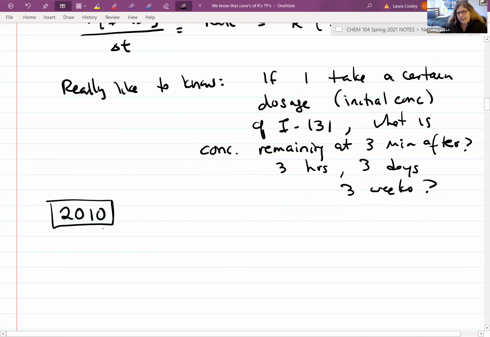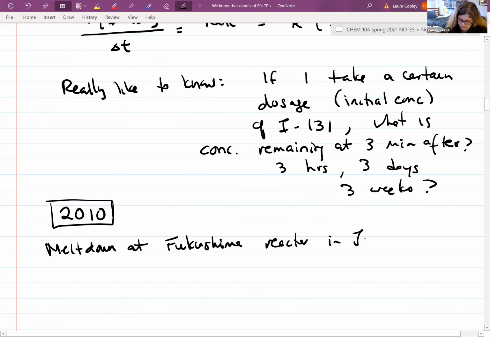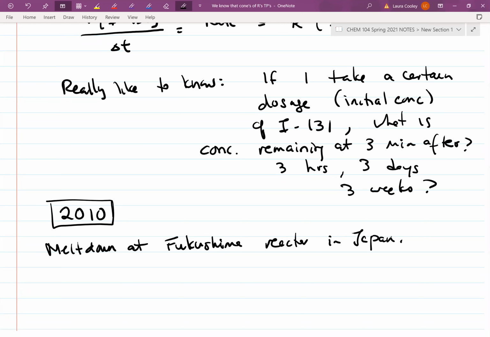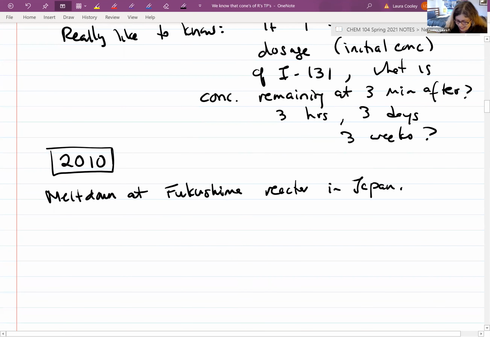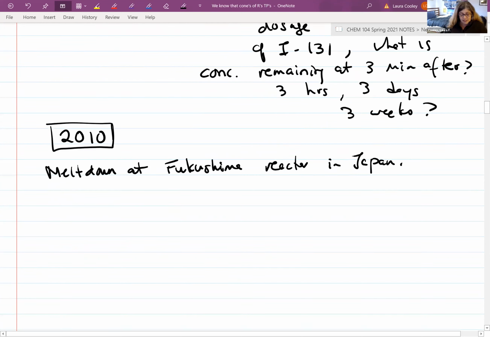And ironically, you guys are... 2010 is a long time ago for you, right? Because it's 11 years ago and you were all like little kids. But in 2010 was when there was a meltdown at the Fukushima reactor in Japan. Does anybody even know about that? Well, I don't know, 9 years old. Yeah, haha. Do you? Wow, all right. That's pretty good. You guys are politically, you're listening to the TV. Well, you couldn't really avoid it. It was everywhere.